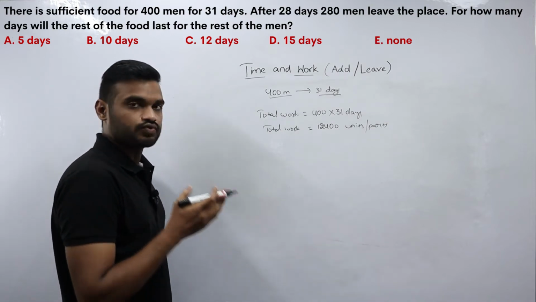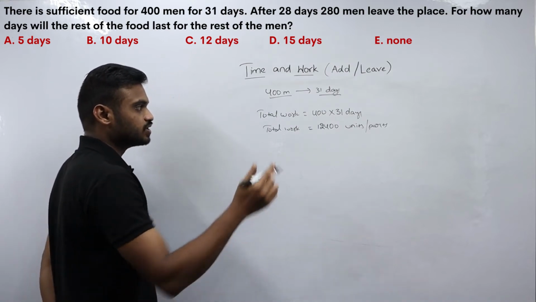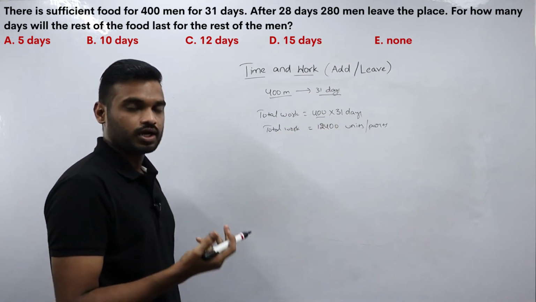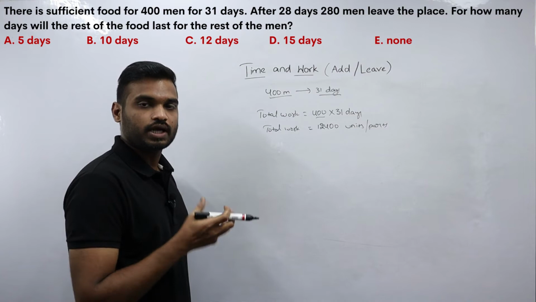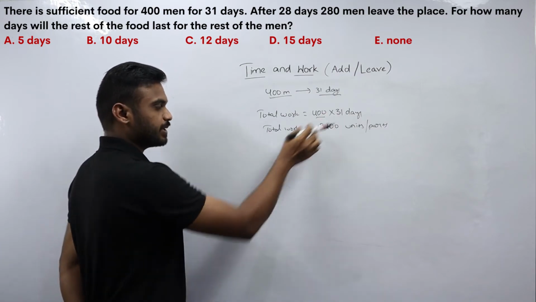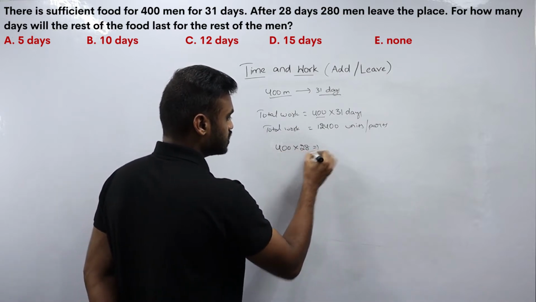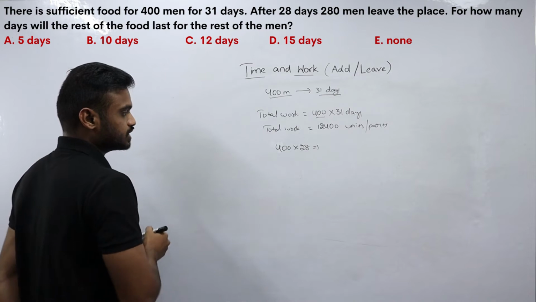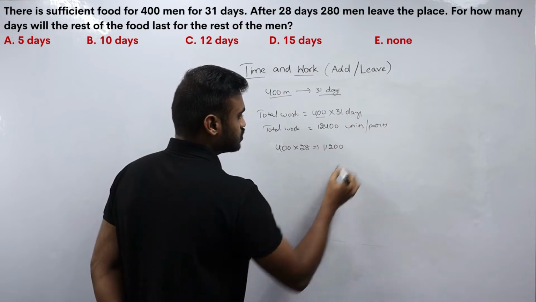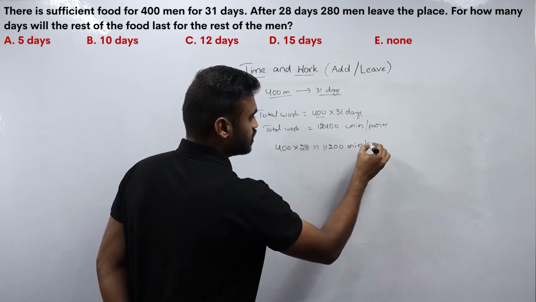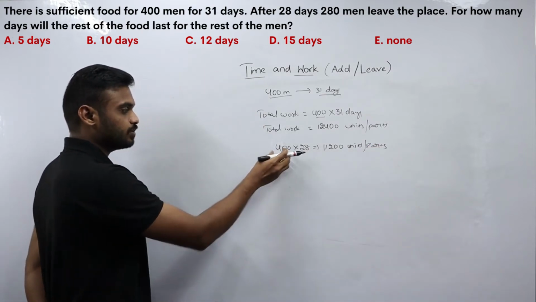Now they are saying that after 28 days, 280 men have left the place. So up to 28 days, 400 men are having the food. Up to 28 days, some of the food will be completed. So we need to find out the food that is completed by 400 men in 28 days. Now 400 into 28, we will get 28 into 4, that is 112, so 11,200. This is the units or parts completed by 400 men in 28 days. Up to 28 days, 400 men are having the food.